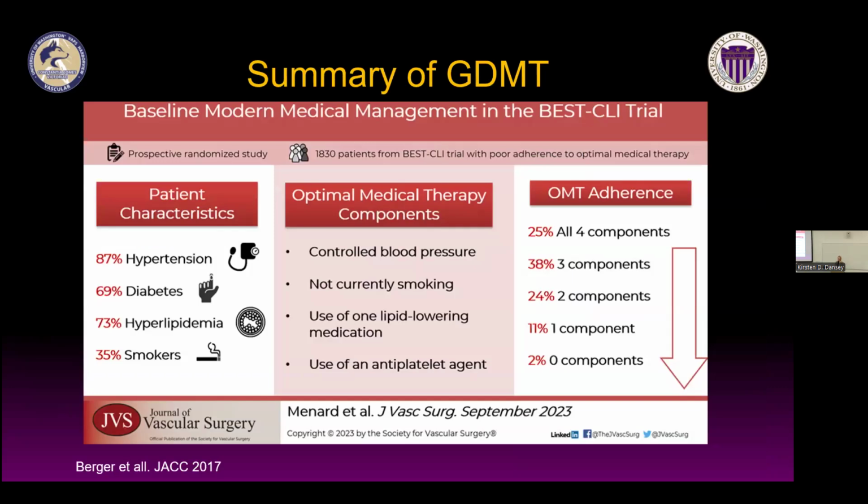This is a summary from the BEST CLI trial. We'll talk about this trial in a little bit, but these are patients in a randomized controlled trial, and they looked at how they adhered to best medical therapy. 87% of patients had hypertension, 69% had diabetes, 73% had hyperlipidemia, and 35% were smokers. They looked at how these patients were optimized over the trial time, and they found that only 25% of the patients were optimized with all 4 components. So I think there's a lot of work to do for guideline-directed medical therapy in our patient population.